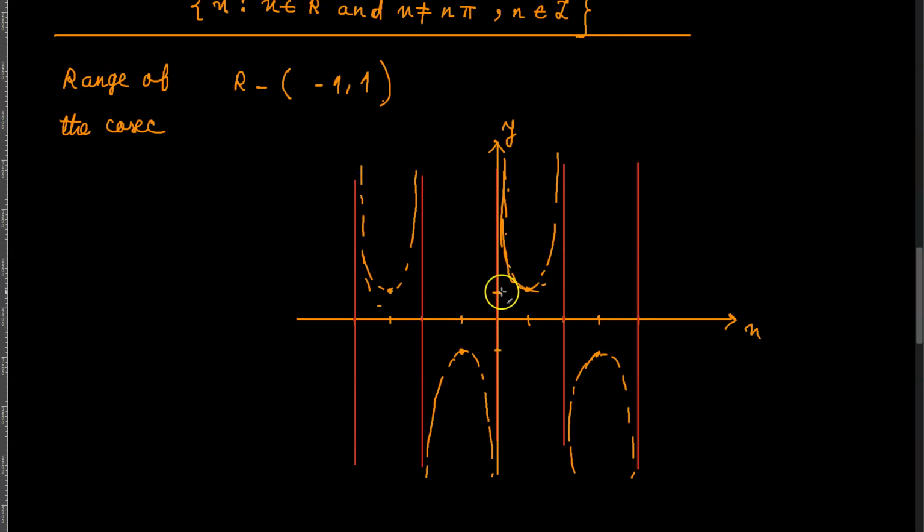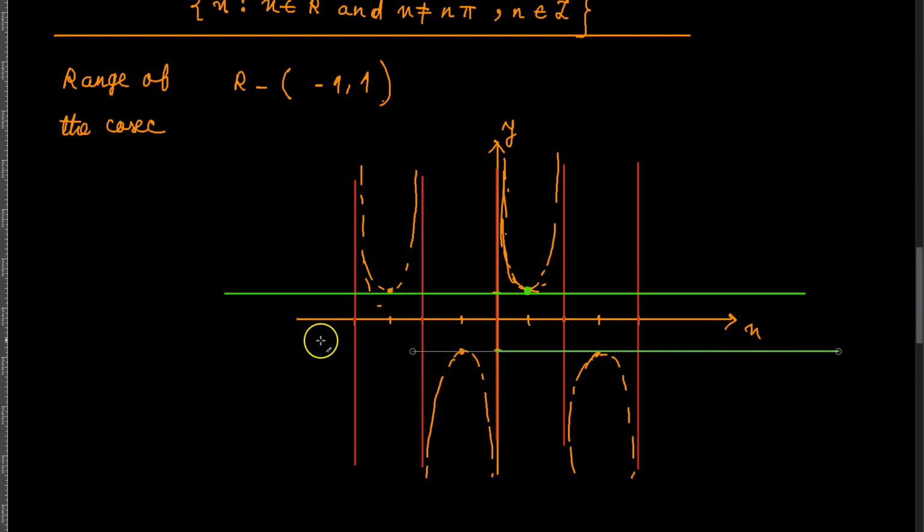As you can see, the function has some values here and some values here, but between y equals -1 and y equals 1, between these two lines, the function generates no output. This means that the range of the function can be written as R minus the open interval (-1, 1).